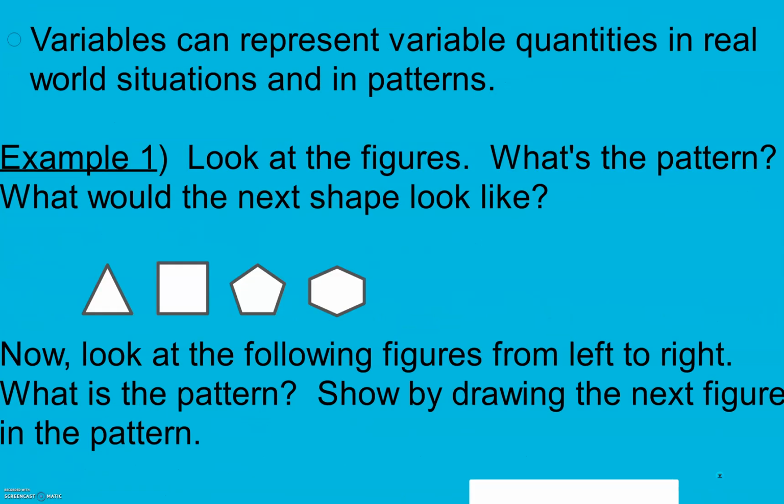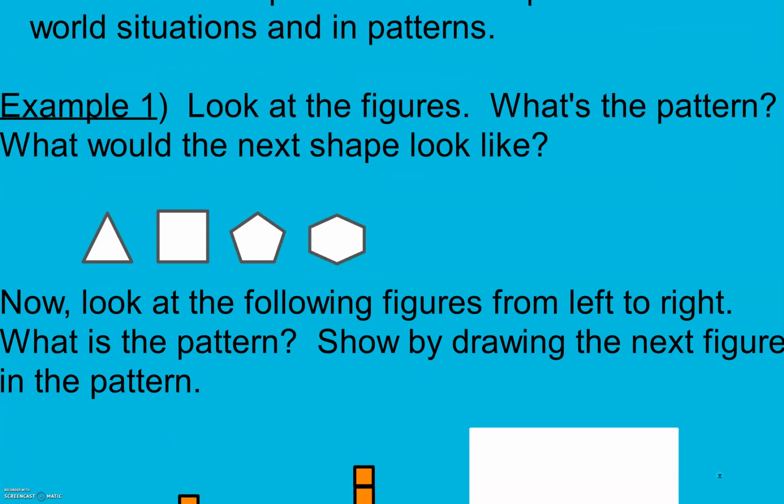In example 1 here, we're going to look at the figures, figure out what the pattern is, and then what the next shape would look like. So if we look here in figure 1, we have a triangle. Then in figure 2, we have a square. In figure 3, we have 5 sides of a pentagon. In figure 4, we have 6 sides of a hexagon. So it looks like every time we add a side: we started off with 3, then we went to 4, then 5, then 6. So the pattern here is that every time we're going to add a side.